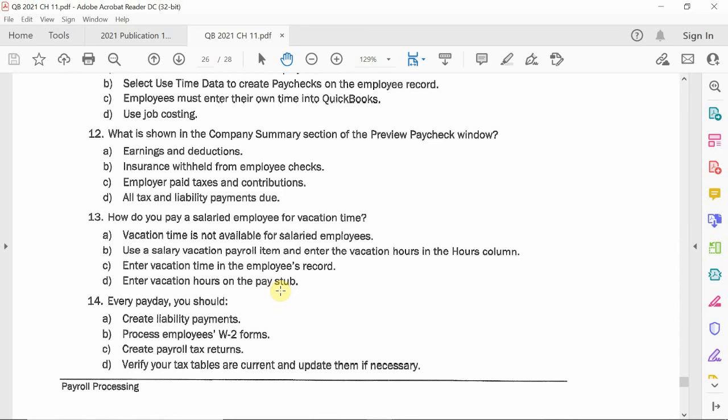Number 13. How do you pay a salaried employee for vacation time? Is it B? B as in boy is correct. Okay, 13. B is incorrect. You're going to use the salary vacation payroll item, and then you just enter in the total amount of numbers that they collected. Yeah, so again, I showed you that example for Katie, right?